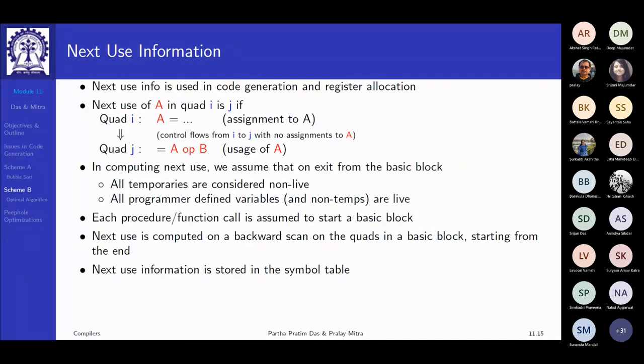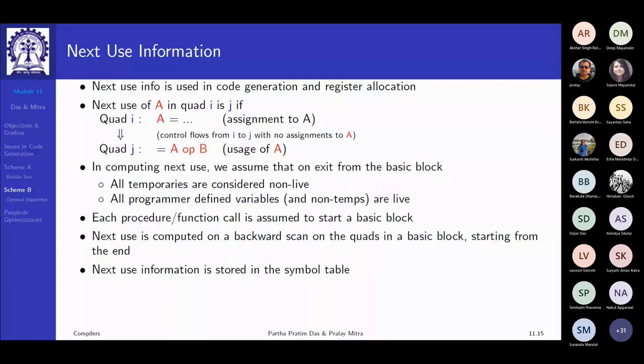So what is next use of a variable? The next use is basically part of the def-use chain, but it tells you that if I have quad I, where the variable A is assigned, that is defined, and there is a control flow from I to quad J, where A is not modified, there is no assignment to A, and in quad J, A is used, there is a right-hand side use of A, then I will say that the value defined in I is being used in J. So that is the next use of A.